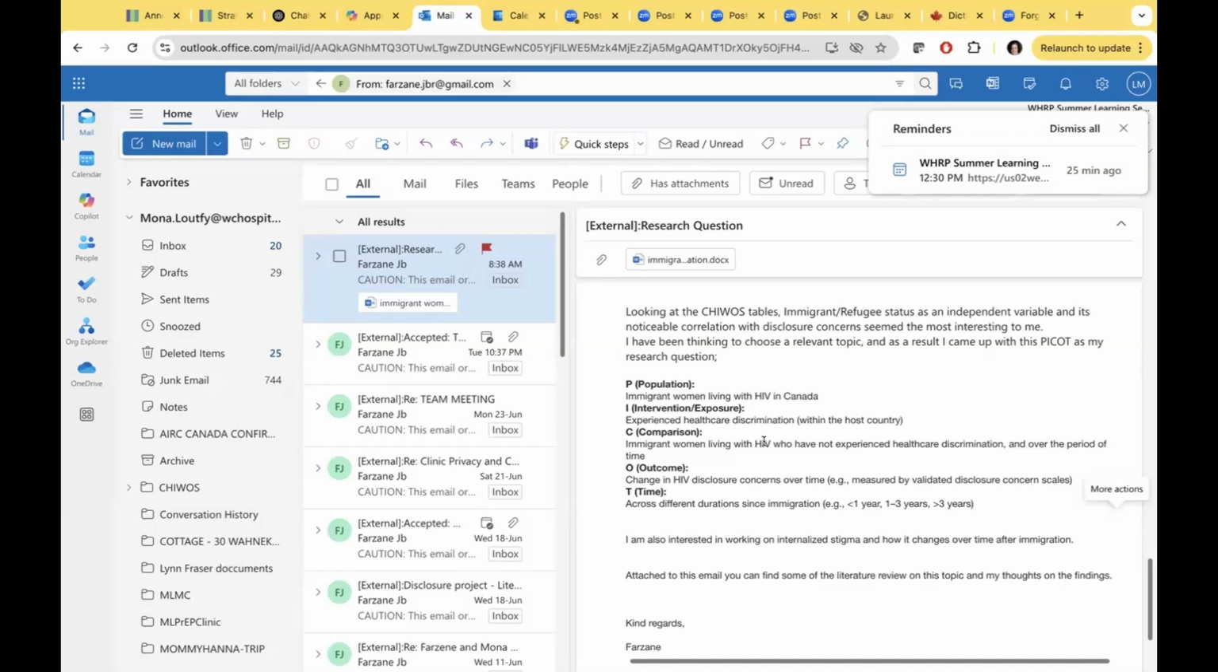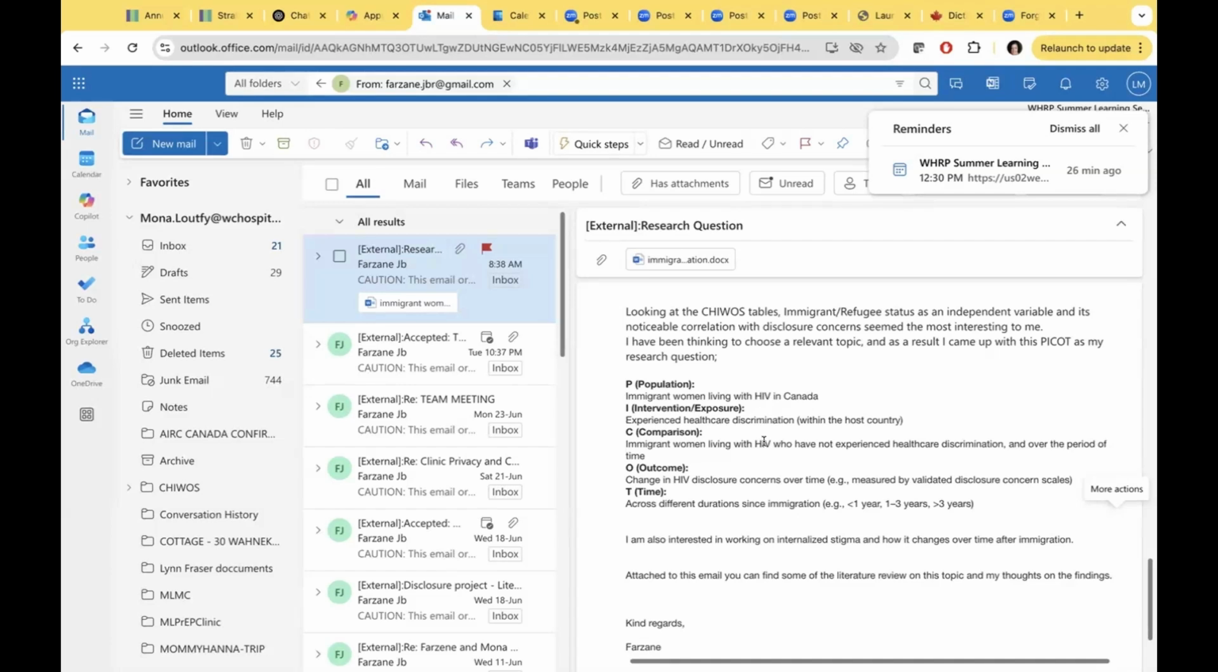So you can see that we're just going to remove the T at this point. But you said you were interested in duration since immigration, less than 1 year, 1 to 3 years, greater than 3 years. Okay, actually, if that's what interests you, then the duration of immigration becomes your independent variable, and you can do immigrant women as your population. So there's lots of different things you can do. Do you see what I mean?